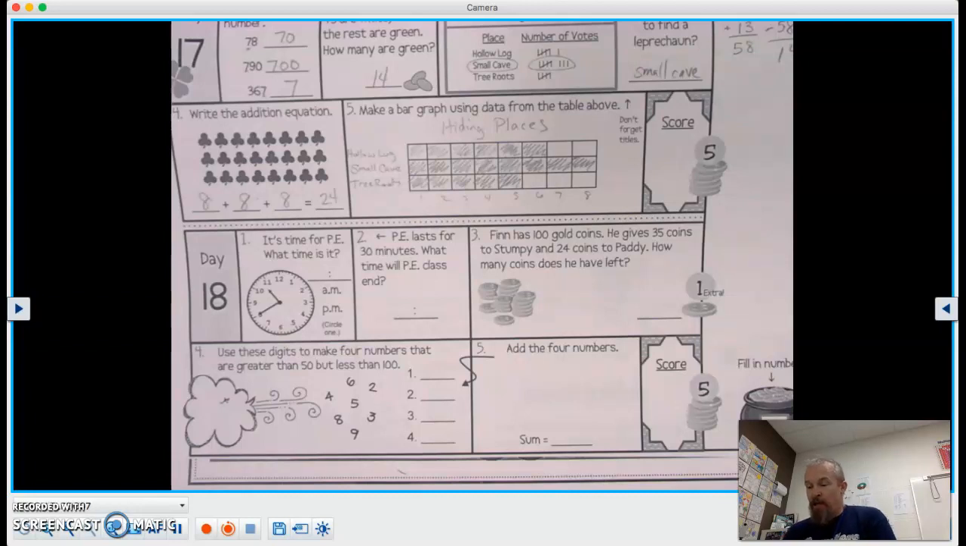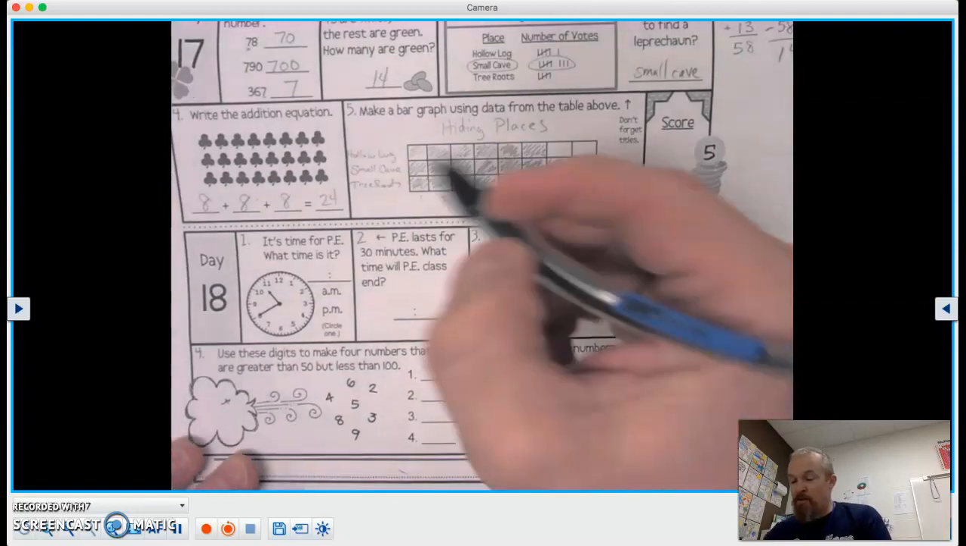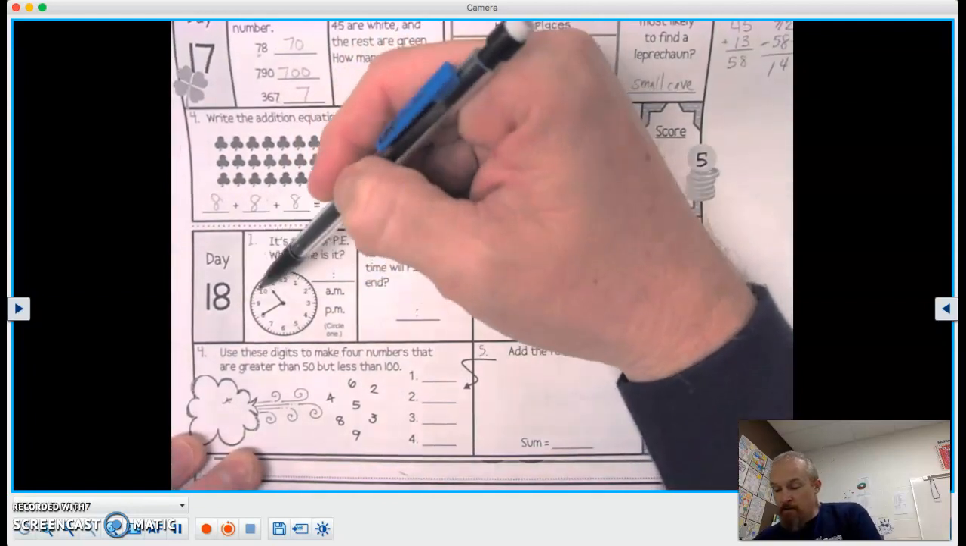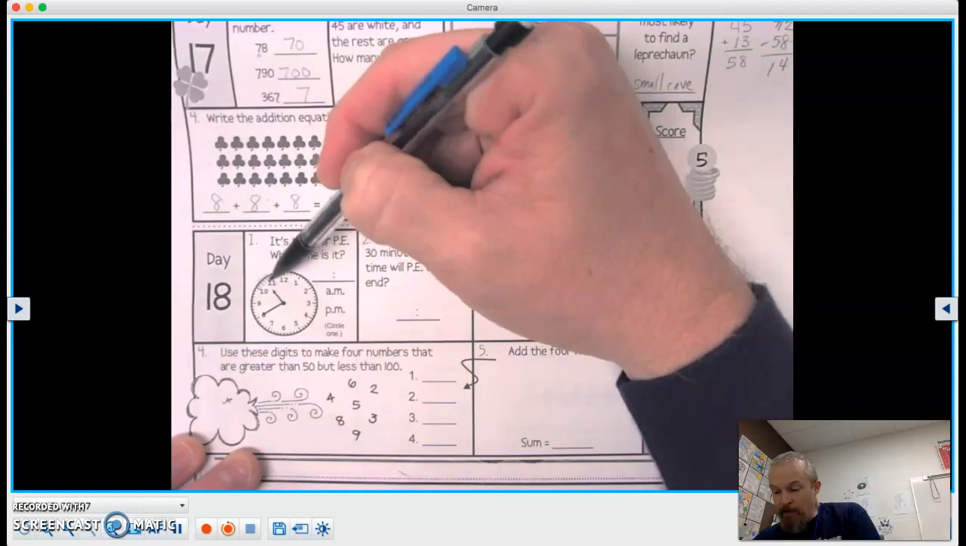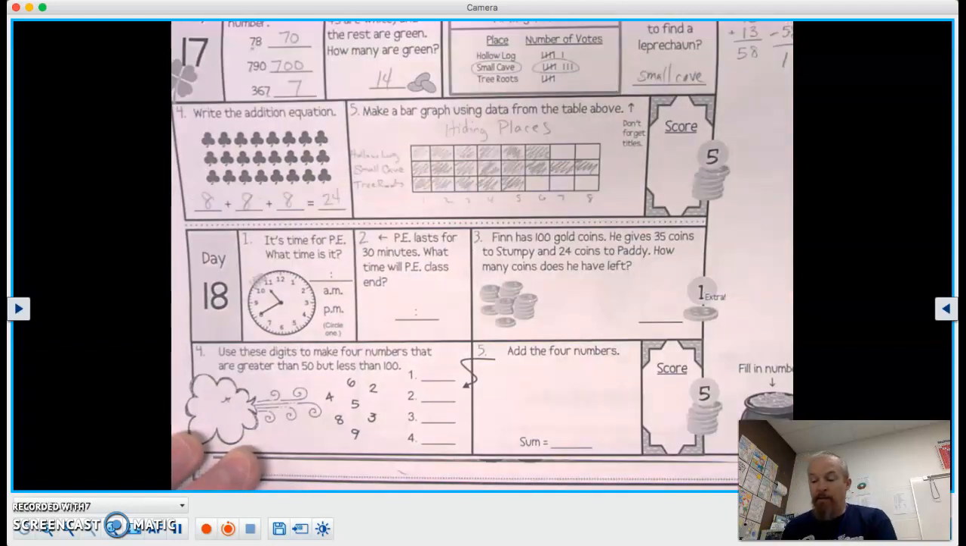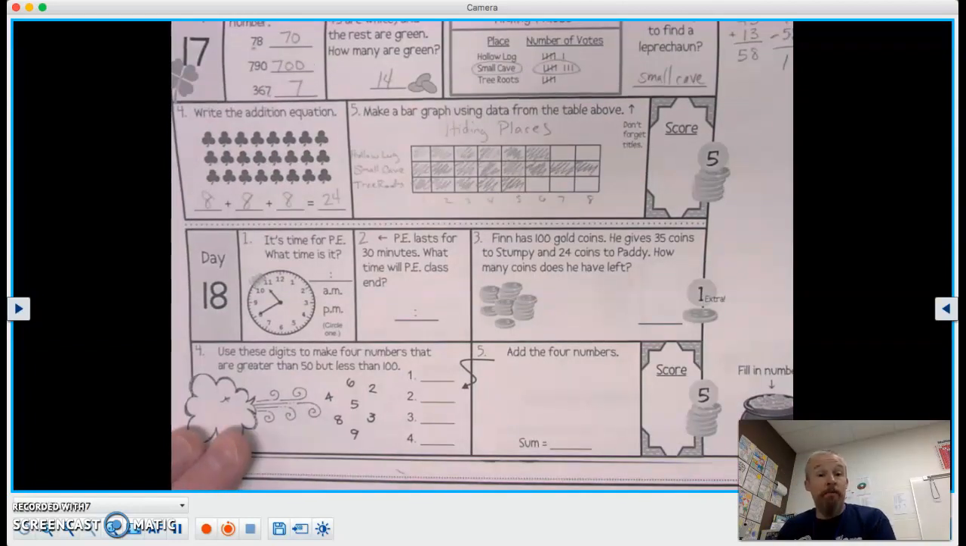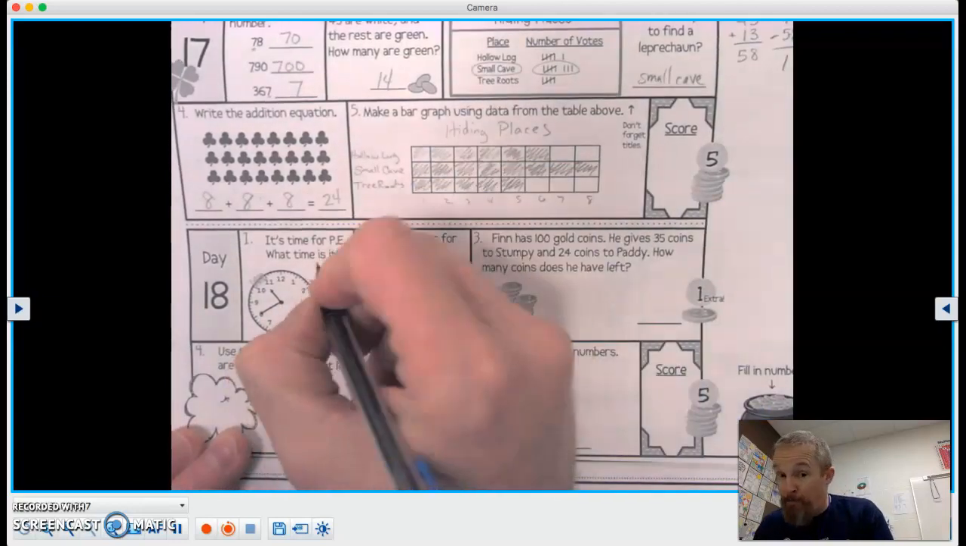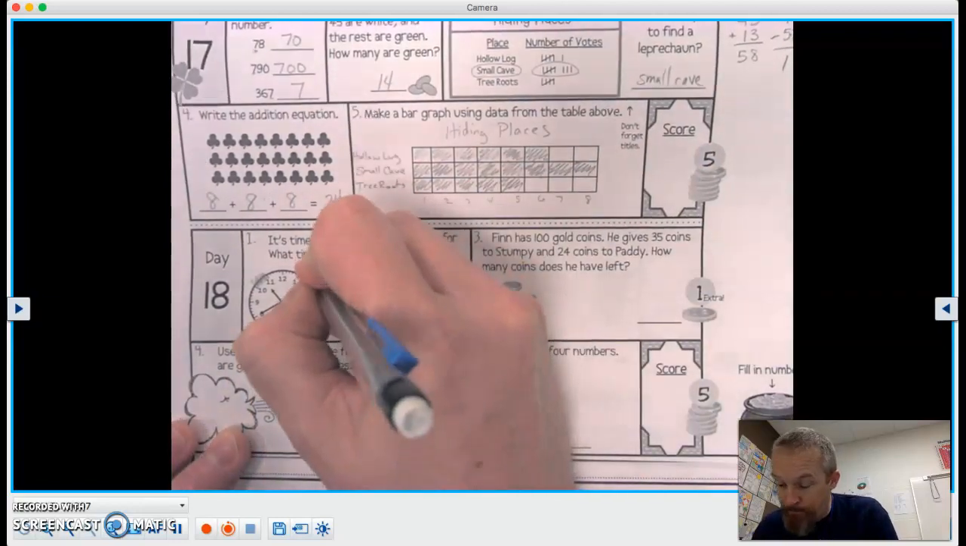Number one, it's time for PE. What time is it? Well, what time do we go to PE? It's different than this one, but we're going to go by this clock, okay? So, first, let's look at the hours. I see the hour hand is between the 10 and the 11. Okay, so that means it's going to be 10 something. Can't be 11 before it's 10, you know what I mean?